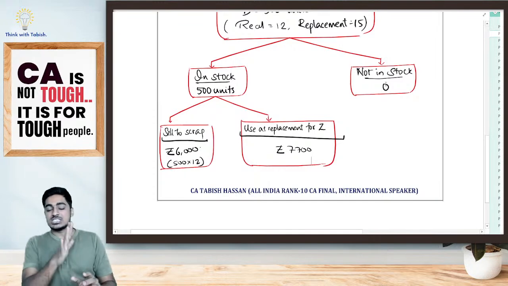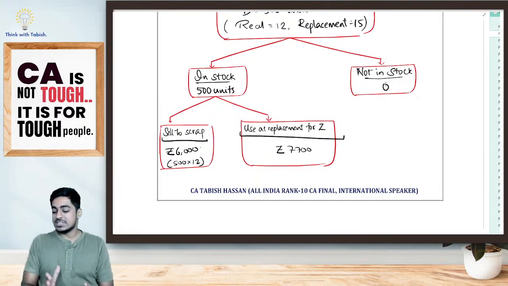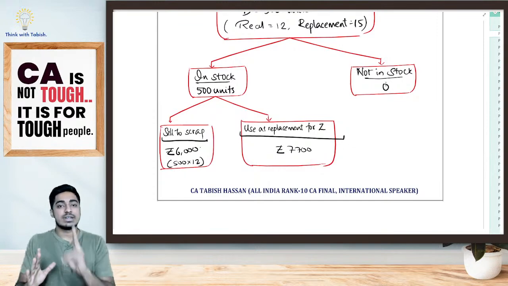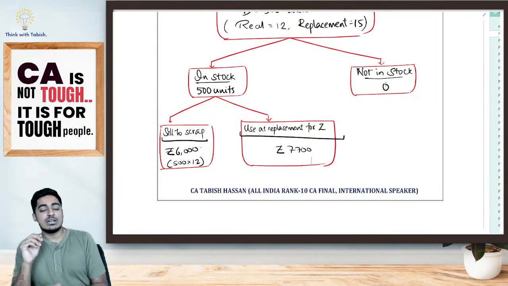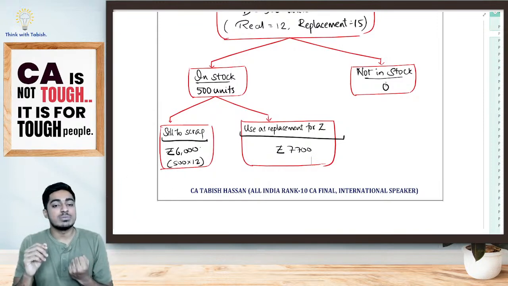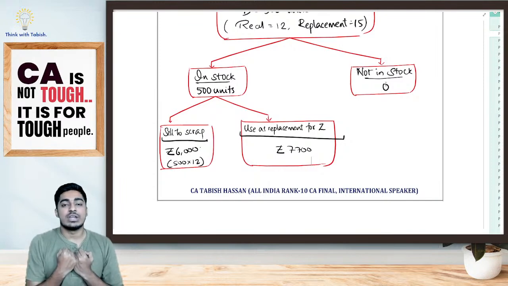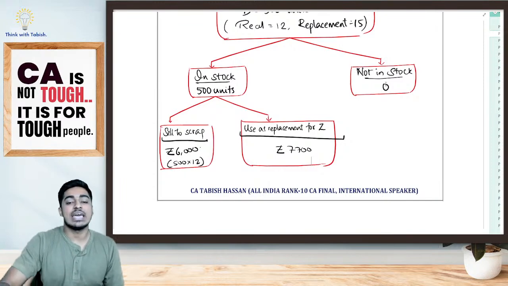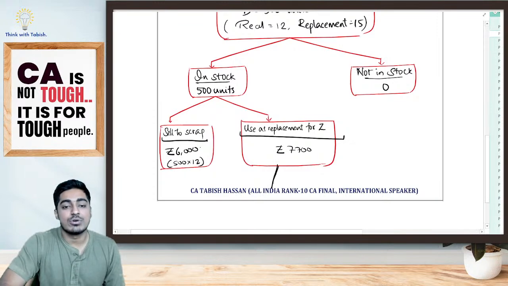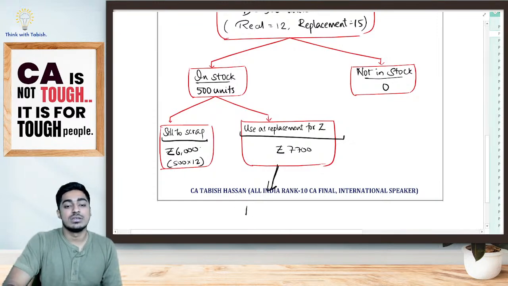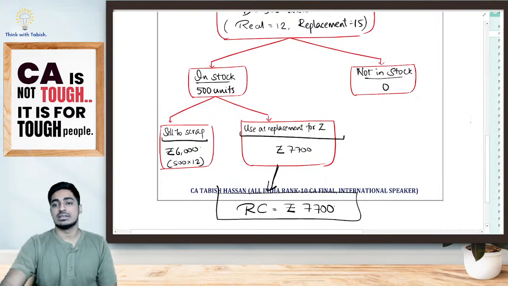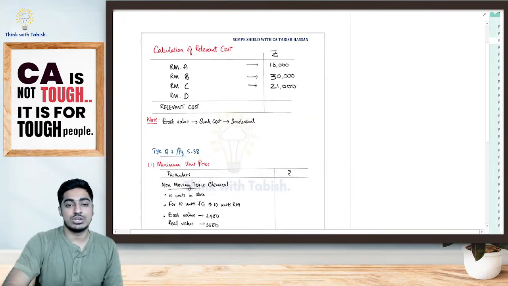Now, if this special order was not there, what I would have done? I had two options. Option number 1, sell as scrap, get 6,000 rupees. Option number 2, use it as a replacement, save 7,700. What I would have done, students? Would I have sold it as scrap? No. I would have used it as a replacement because I am saving 7,700. So the relevant cost is going to be 7,700. Is it clear? Yes.